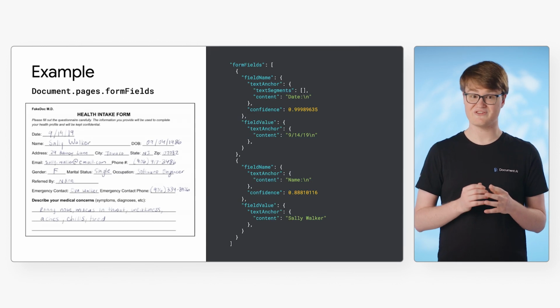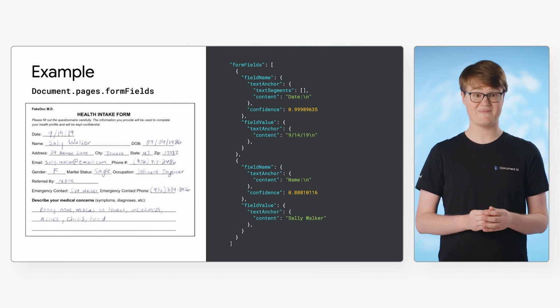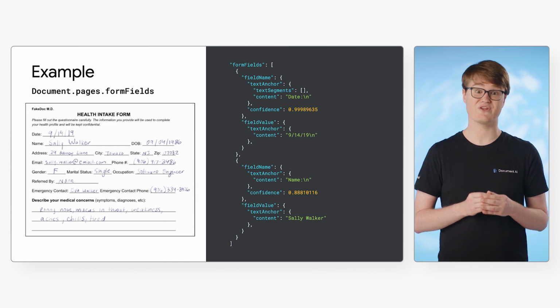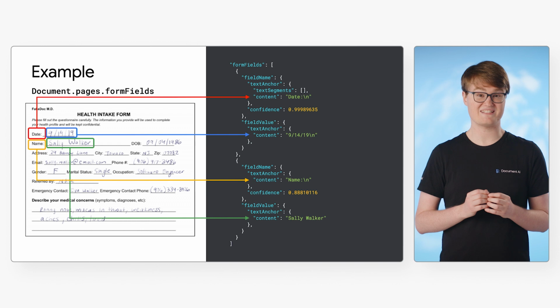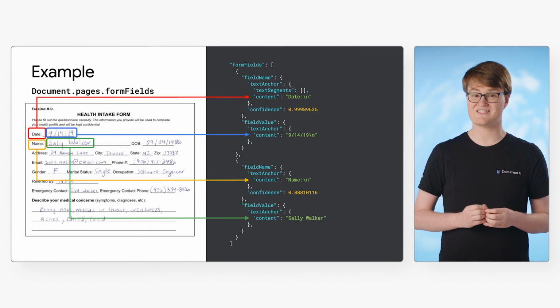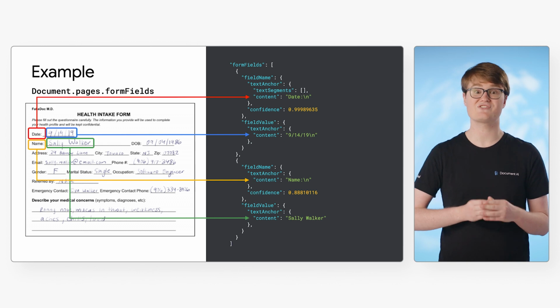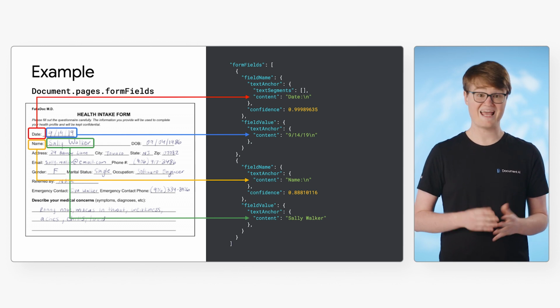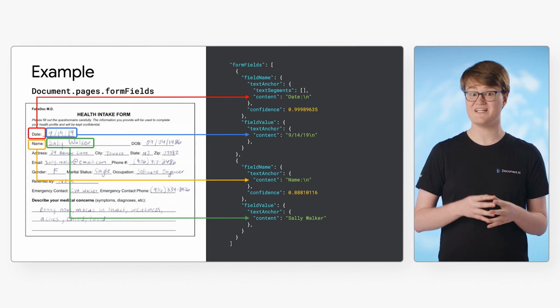FormFields.fieldName consists of layout information and values for the form field name, and fieldValue provides the value for the corresponding key. For example, we can see in red here that the text "Date" was extracted as the field name, and in blue, we can see that September 14th, 2019 was extracted as the date value. Likewise, in yellow, "Name" was extracted as a field name, and in green, Sally Walker is the field value.